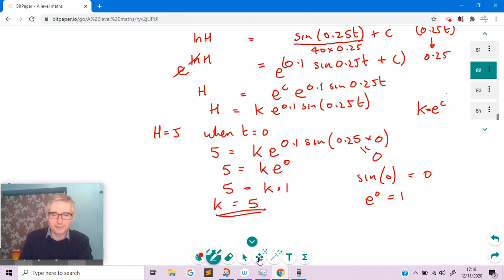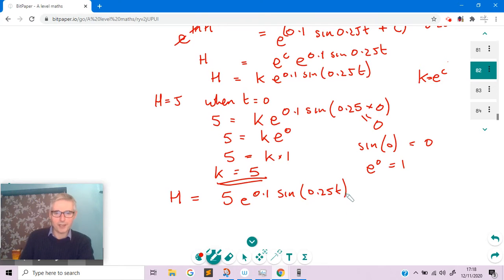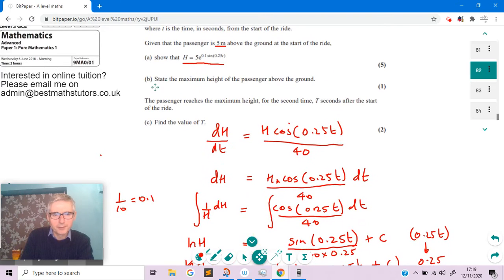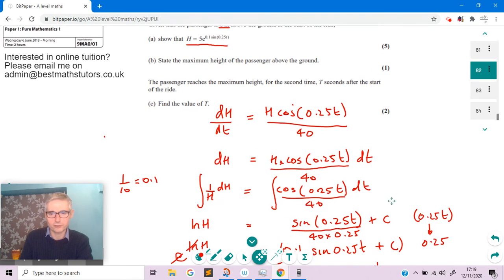So now we've found what k is, we can just replace it in our equation for h that we discovered from solving the differential equation. So we end up with that h is equal to 5e to the power 0.1 sine 0.25t as required. So that's part A done, and part B, we've got to state the maximum height of the passenger above ground. So this is only a 1 mark part of the question.